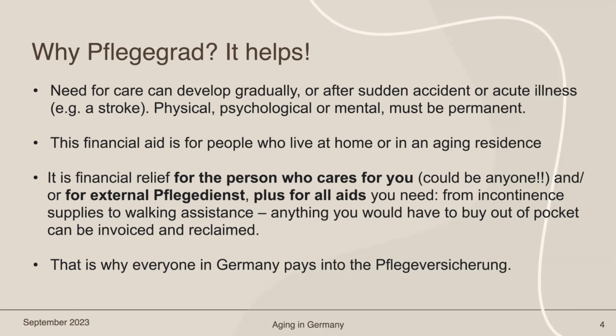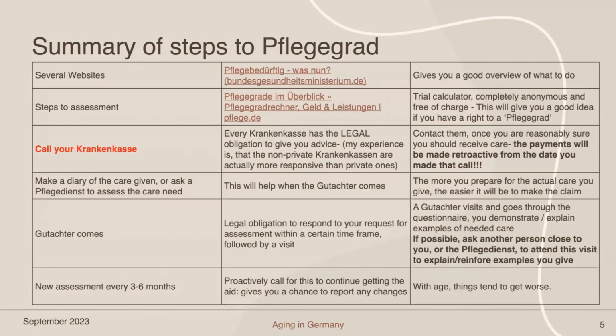Okay, let's go to the next slide. We all pay, everybody who is in Germany pays in one way or another into the Pflege insurance. So we all have a right to access this money. This is not for socially needy people. Everybody who has a need to get some care has a right to access that care.